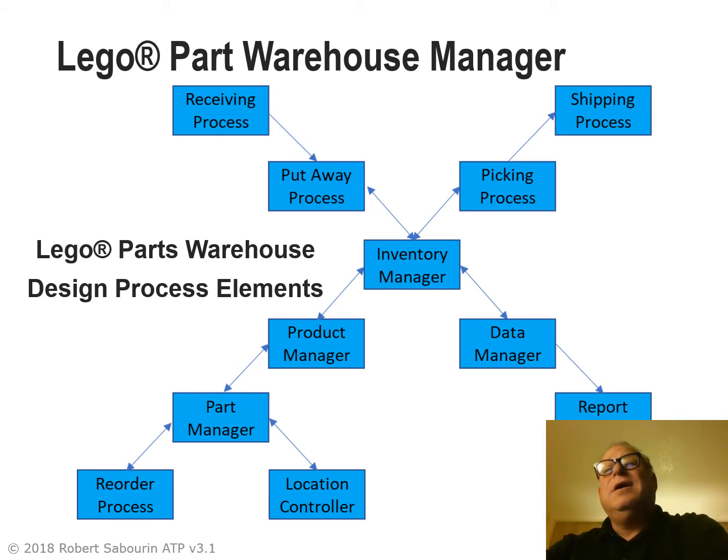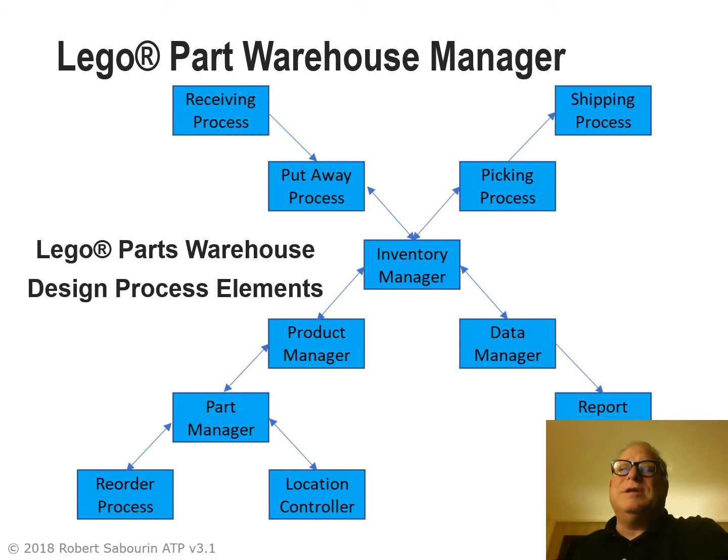The blocks are represented as square boxes for each process, and the relationships between processes are represented by lines, and some of them are directed and some of them are not. So the core element of the Lego Part Warehouse Manager is the inventory manager, that's the block in the center, and then that interacts with a put away process, which basically puts Legos away in the right place, and we get those from the receiving process. We receive them from other vendors.